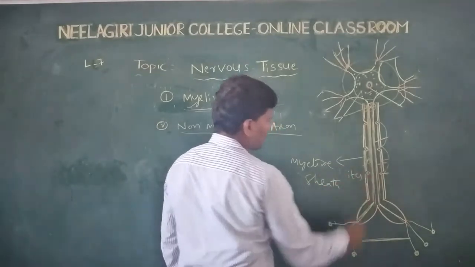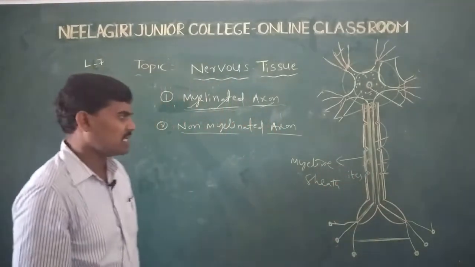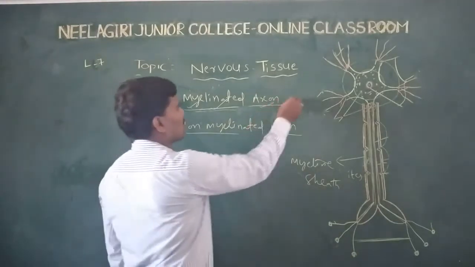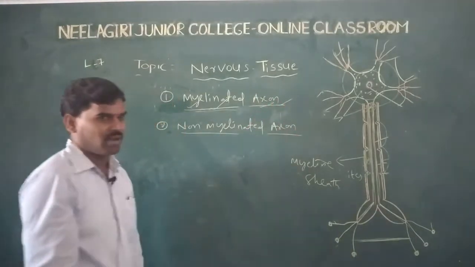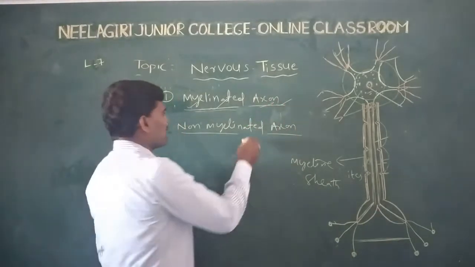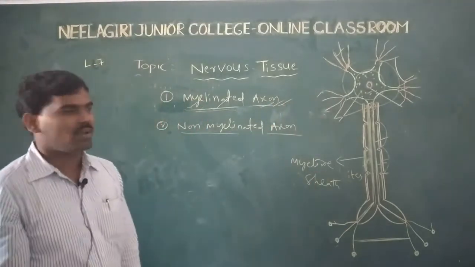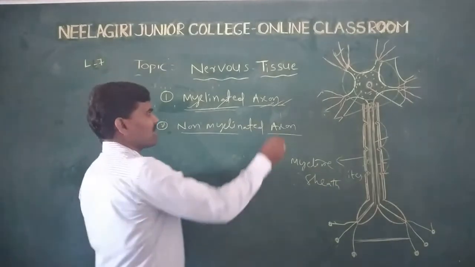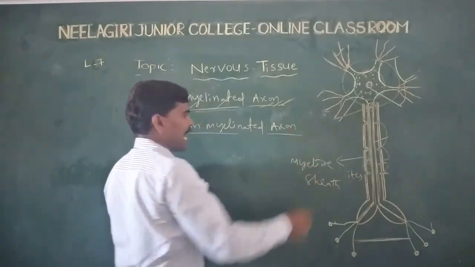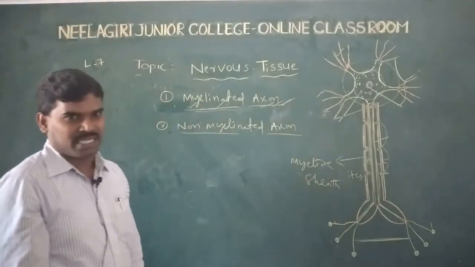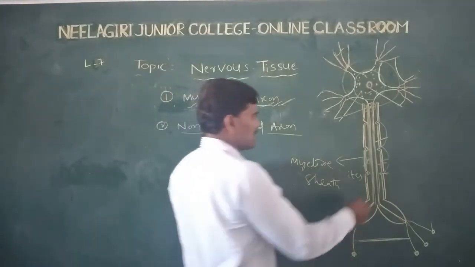Myelin sheath. So the myelin sheath is present. This type of axon is called a myelinated axon, as opposed to non-myelinated axons. What is the use of myelinated axons? In myelinated axons, the myelin sheath is present, and it is compulsory.